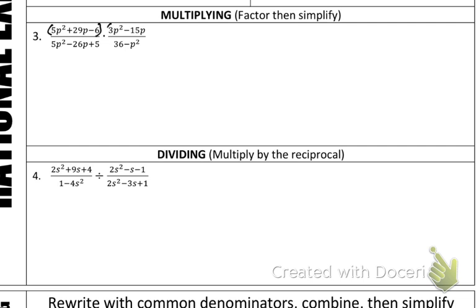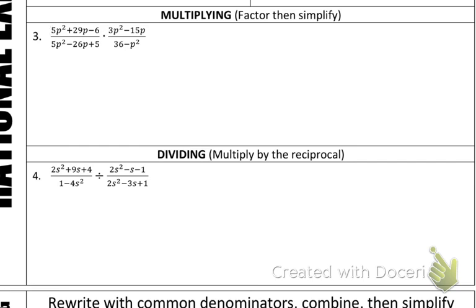If I don't factor this, I have to distribute this to everything, distribute this to everything, and so on, and then try to factor things out and stuff. That seems like so much work. I don't want you to do that. I want you to factor first, see what crosses out, and then do your multiplication.